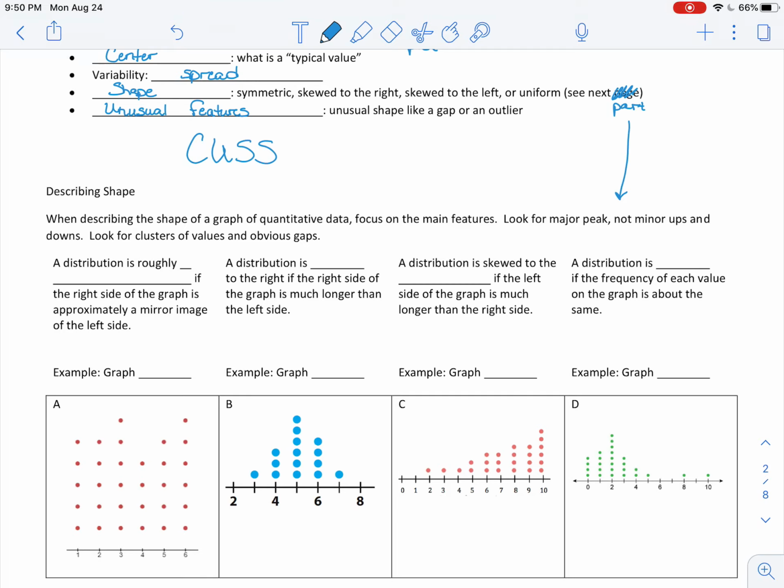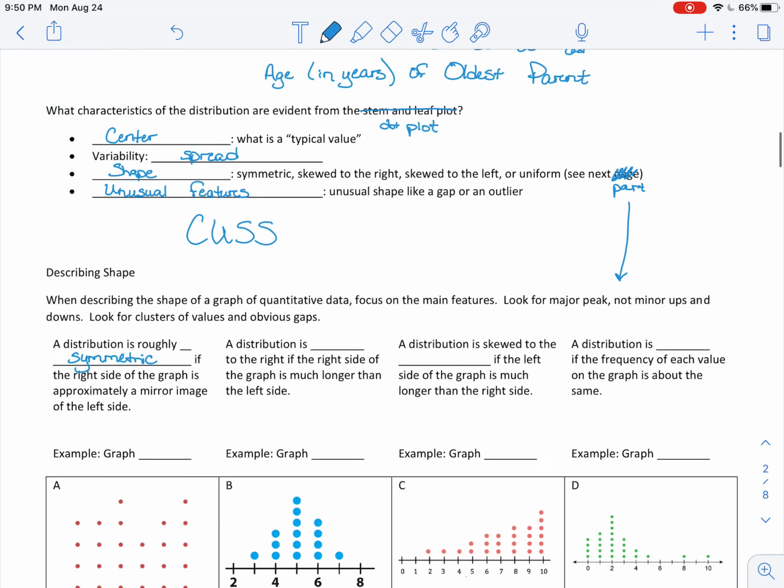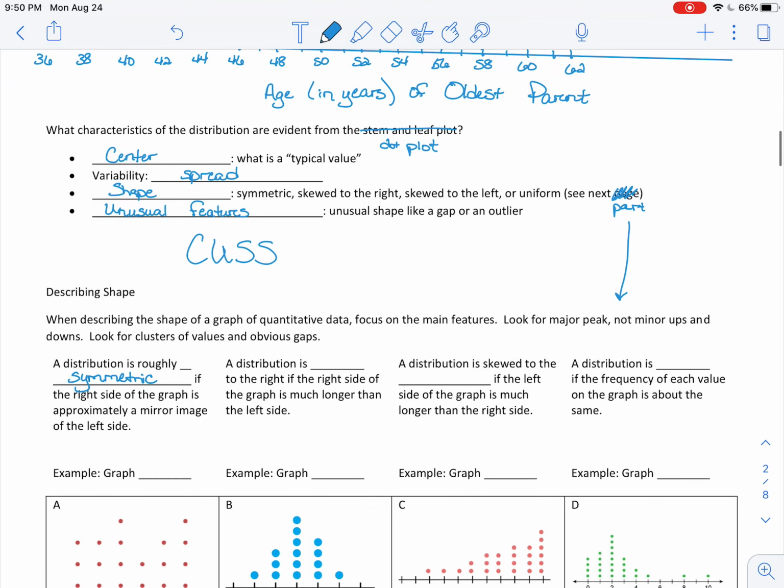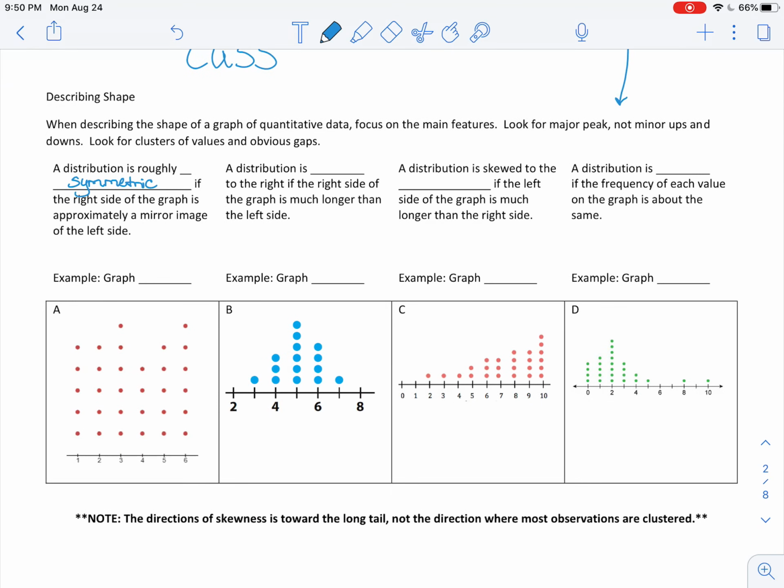The first type of graph is called a symmetric graph, just like in your geometry class years ago. You talk about symmetry. If the right side is approximately a mirror image of the left side, it doesn't have to be exact. I'd say our data is pretty symmetric here. Of these 4 options, graph B is the most symmetric.